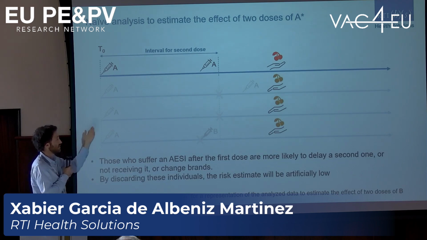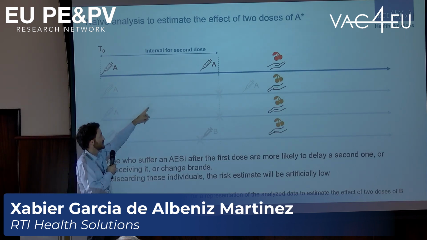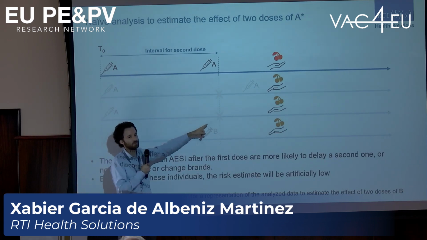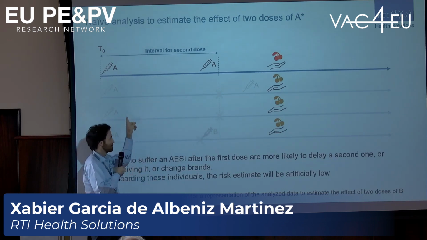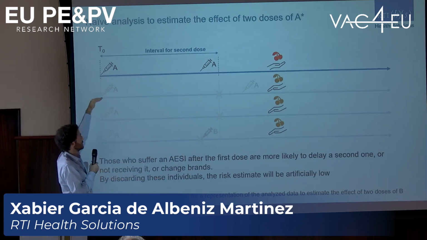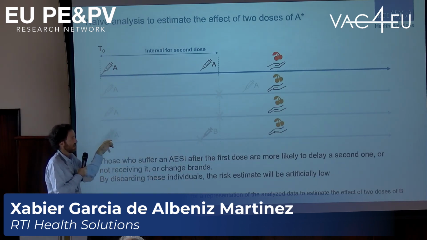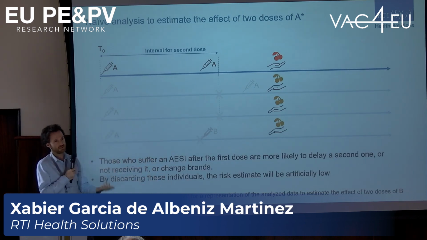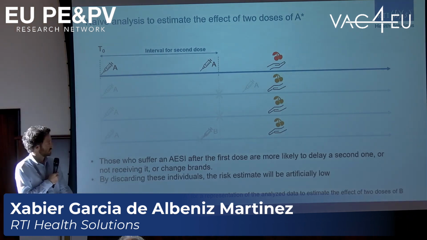What happens here? That if you have an adverse event here, you're probably more likely to not receive a second dose. Or you're probably more likely to change brands. So by excluding these, you are effectively getting rid of a number of ARs in your database. So this is selection. This is selection bias.